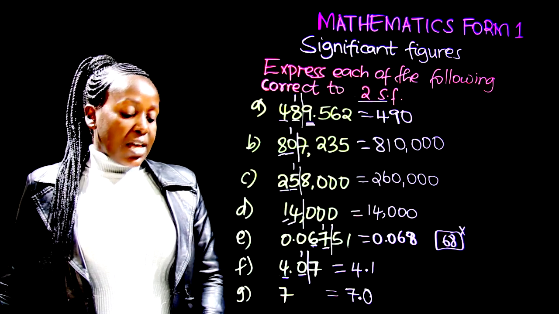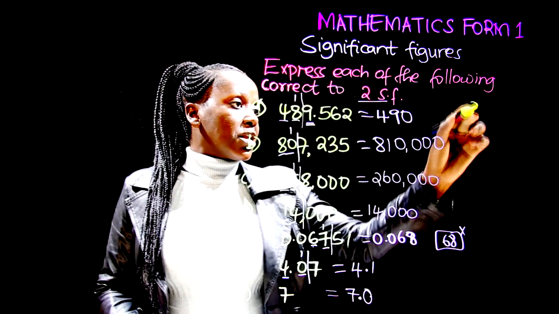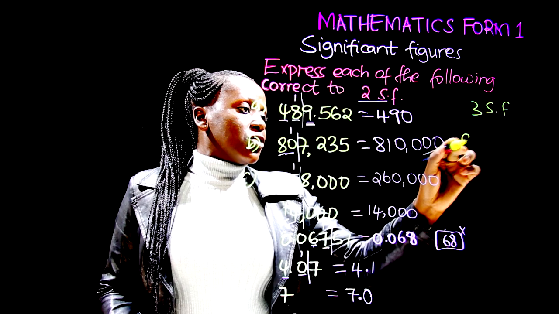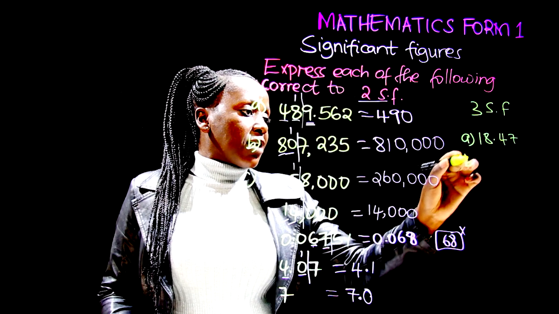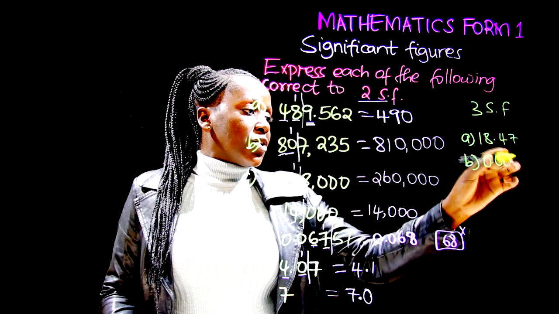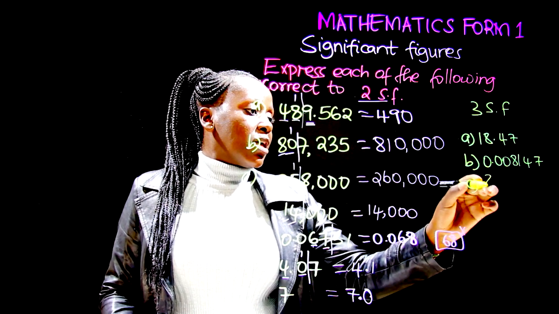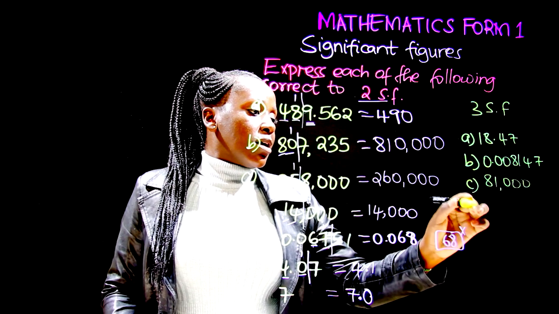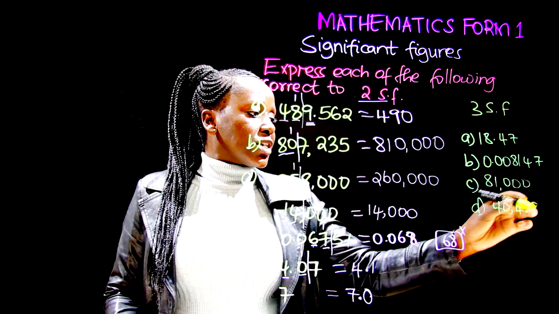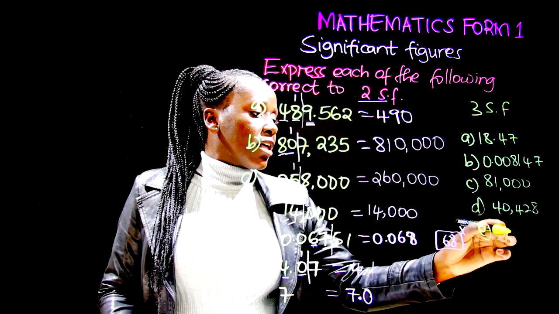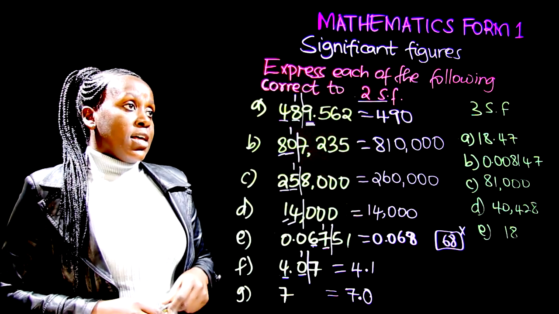And for your practice, I need you to write the following numbers correct to 3 significant figures. So write 18.47 correct to 3 significant figures, then 0.008147, then 81,000, then 40,428, and then finally 18. Write these numbers correct to 3 significant figures.